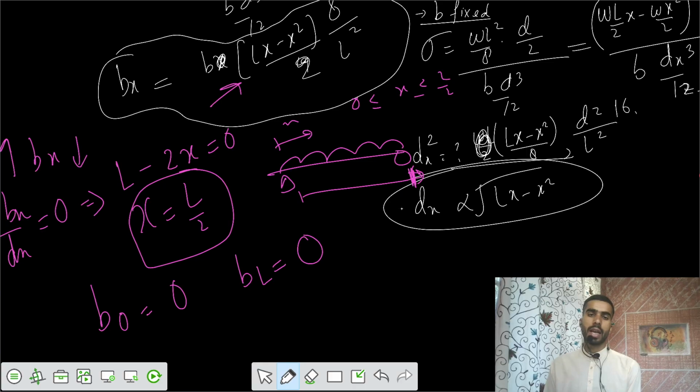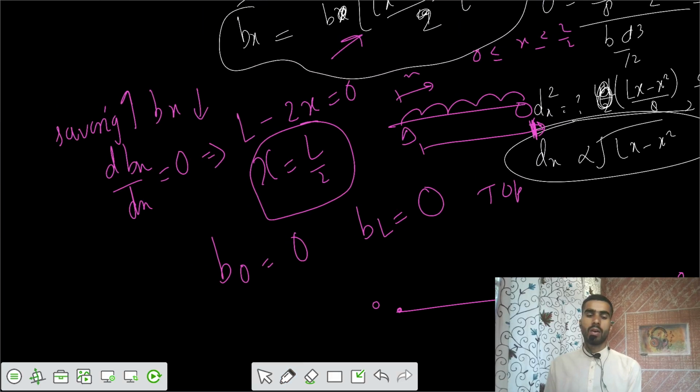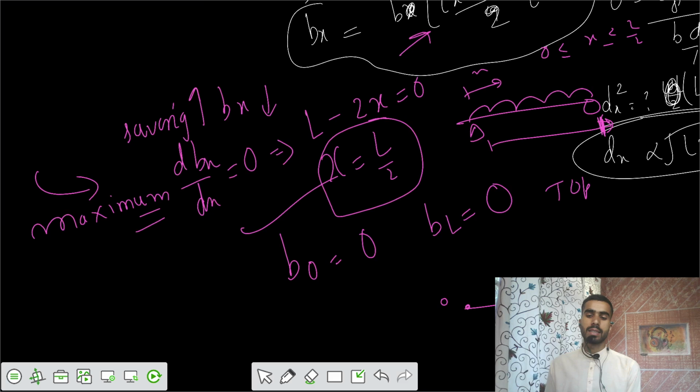So if you substitute L here into the expression Lx minus x squared, that is also 0. So we got a width of 0 at the ends. This is the beam from the top. We got a width of 0 here, and we got a width of 0 here. And we want to say we have solved that the maximum width is at L by 2. Maximum width is at L by 2.